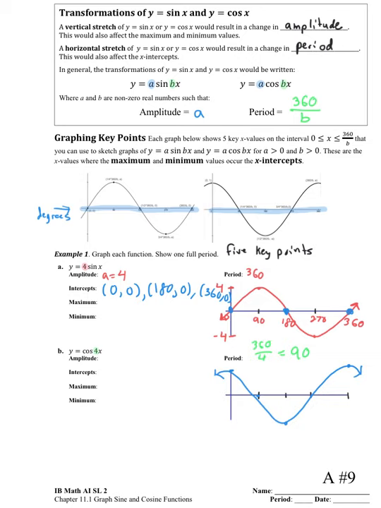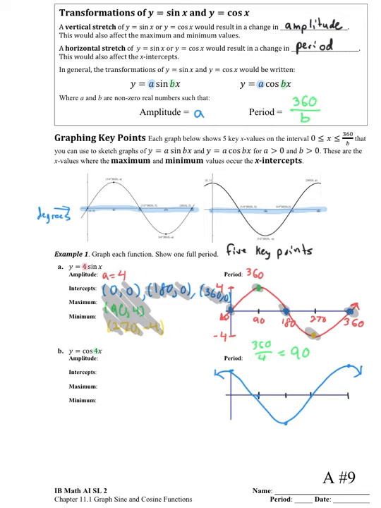And then I want to label my maximum. My maximum happens to be at 90, 4. And then label my minimum. My minimum happens to be at 270, -4. This is why I said there are 5 key points. Because when I'm done with my graph, I should have 5 points here: 1, 2, 3, 4, 5 points that are going to help me sketch the graph.